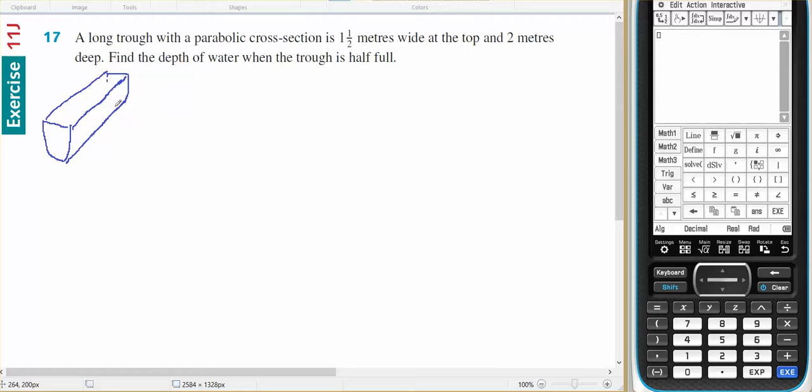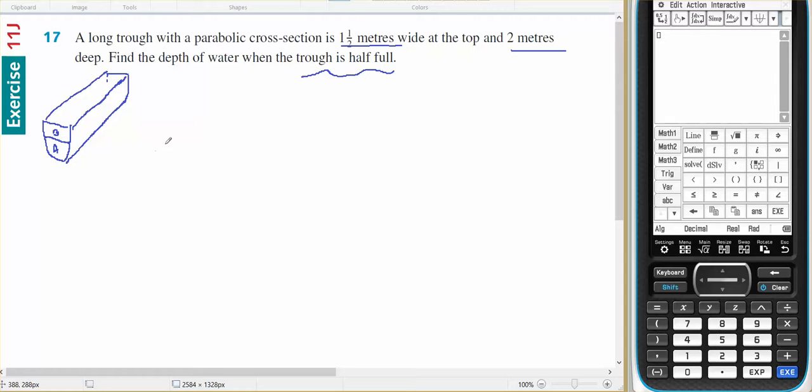Okay, so that's my long trough. Cross-section is 1.5 meters wide at the top and 2 meters deep. Find the depth of water when the trough is half full. Okay, it's going to be half full when there's this much water in it, and if this area and this area are equal to each other, then the trough will be half full of water. It won't be at half depth because it's narrower on the bottom than it is on the top.